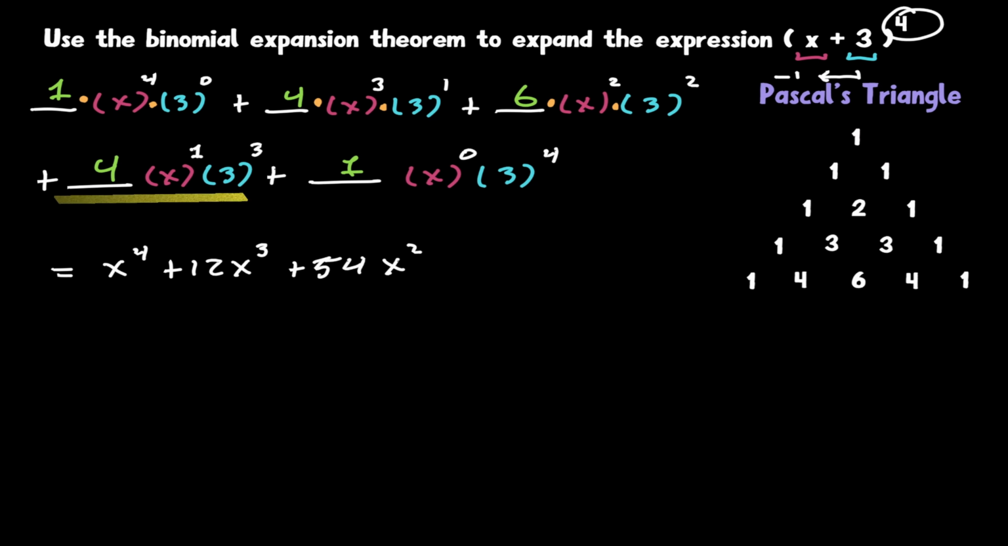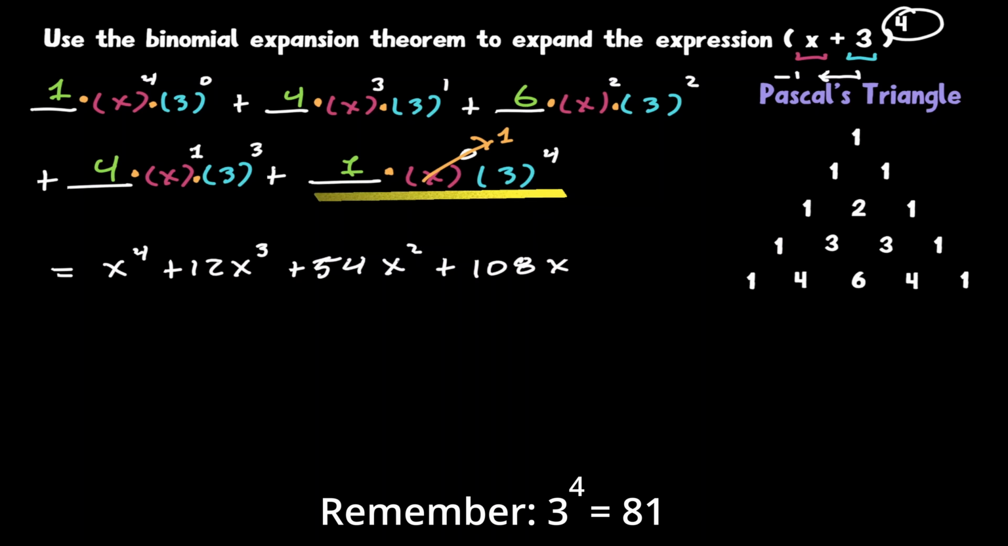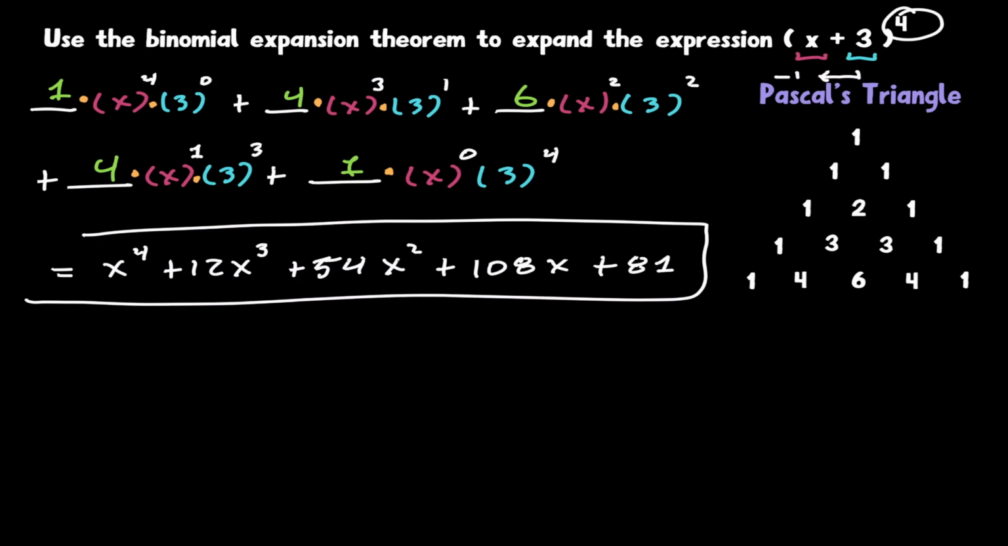Moving on to the next term. Everything is being multiplied. So I'm going to have 4 times 3 to the third. 3 to the third is 27. And when I multiply times 4, that's 108. So we're going to end up with just 108x. And the last term, we're going to have 1 times x to the 0, which is just 1, times 81, which is just 81. So we are done with our expansion.